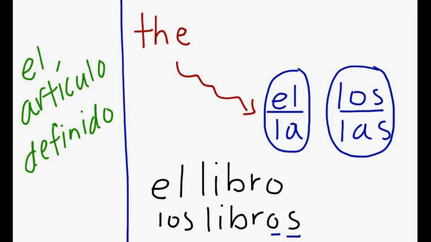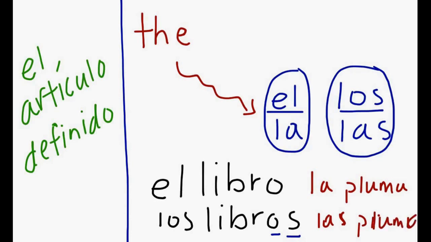And in the same way, we'd have something like la pluma, which would be a pen or a feather, and if it was plural, then it would be las plumas. Does that kind of make sense? Hopefully that's ringing a bell. Wow, that was really bad there. Sorry about that. So that's the definite article. That's how we say the.